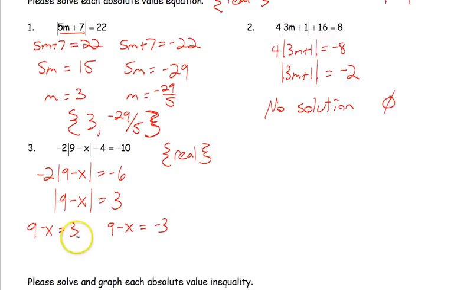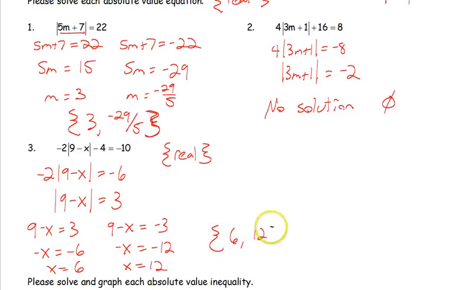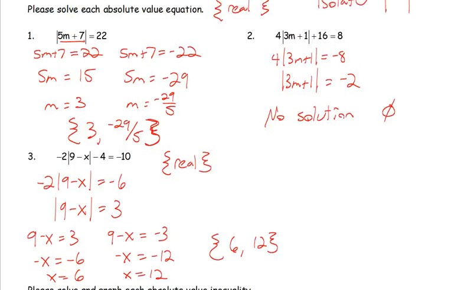We move over the 9. 3 minus 9 is negative 6. We move the 9 over. Negative 3 minus 9 is negative 12. Divide both by negative 1. X can be 6. X can be 12, and if I gave it to you in set notation, you would say it is 6 or 12. And those are your two answers. Okay, that is regular equations.